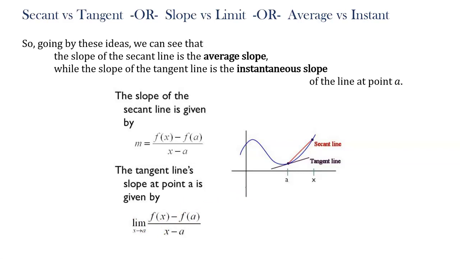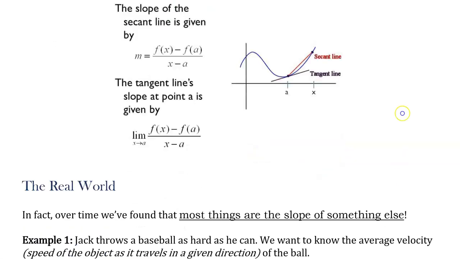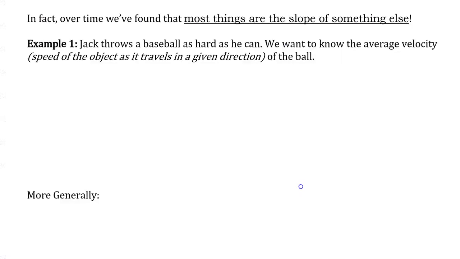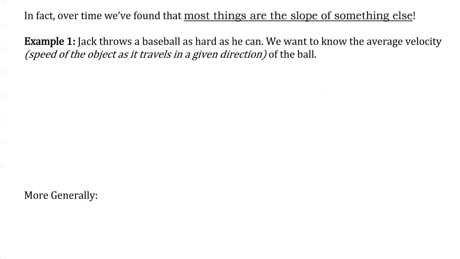For now, let's talk more about average slope, because here's the thing. It's kind of weird, but most things are actually the slope of something else, because calculus is the math of change and slope is change. So let's take an example here. Let's take this real world example. Jack throws a baseball as hard as he can, and we want to know the average velocity meaning the speed of the object as it travels in a given direction of that ball. So let's draw a picture, because it's always easier to picture things.